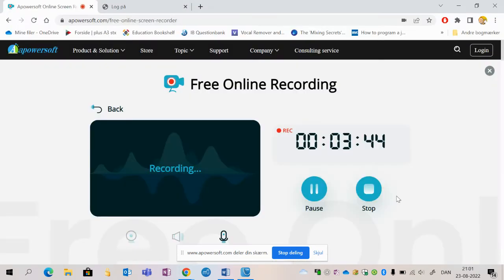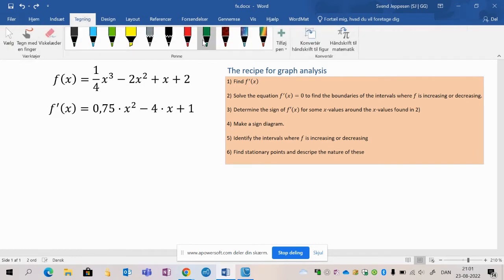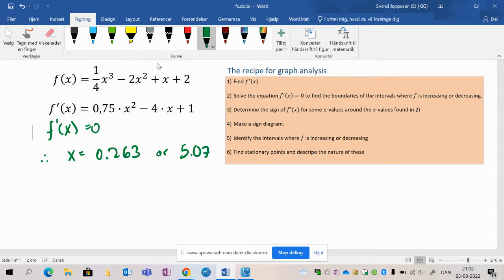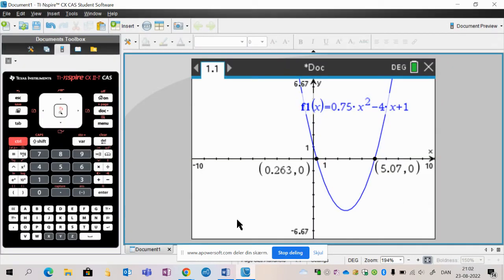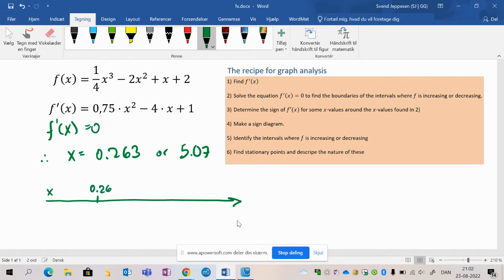So we could go over to our document here and write that. We could say that f dashed of x equals 0 gives us that x is 0.263 or 5.07. I'll check my results: 0.263 and 5.07. So these are the x values of interest. When you make your sign diagram, these will be the two x values you want to insert: 0.263 and 5.07.